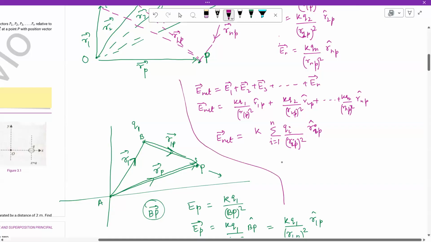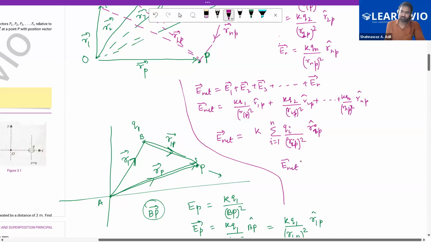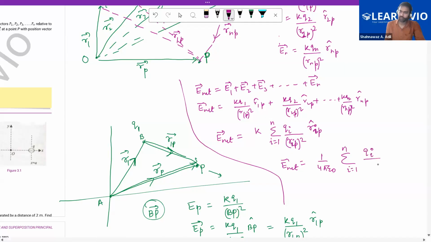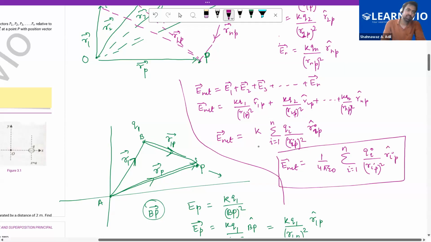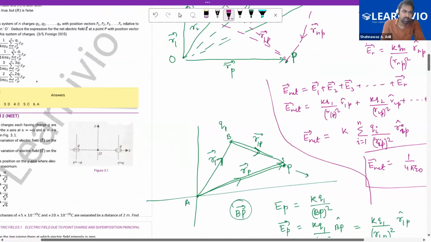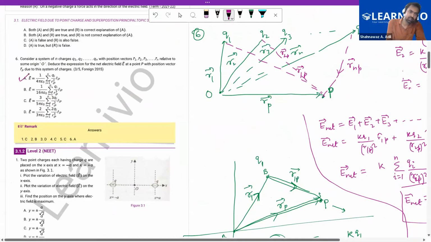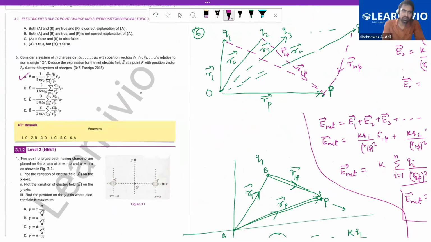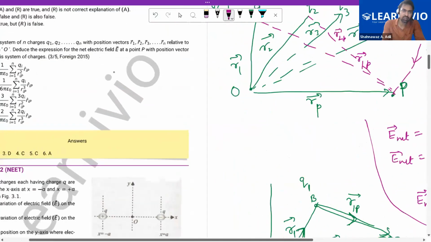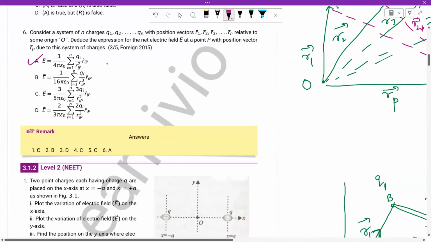I guess yes. And then we just put the value of K. That is 1 by 4 pi epsilon naught and summation I equal to 1 to n Qi and then RIP square and RIP hat will be the answer, right? What they are taking. So 1 by 4 pi epsilon naught Qi over RIP square. Yeah, this one. So this is correct, right? Yes, sir. Okay, so please note down the question and then the solution, right?